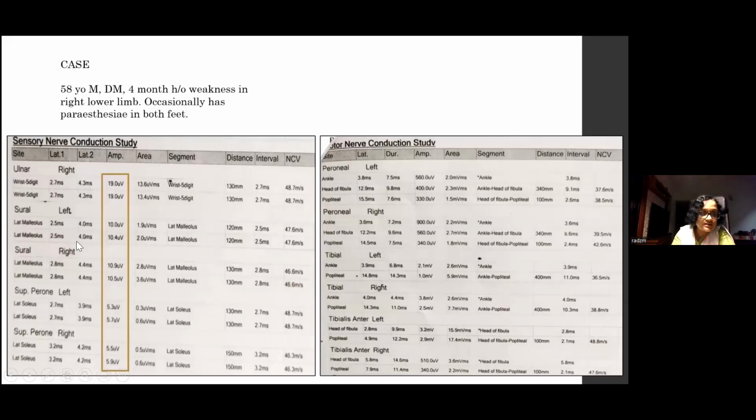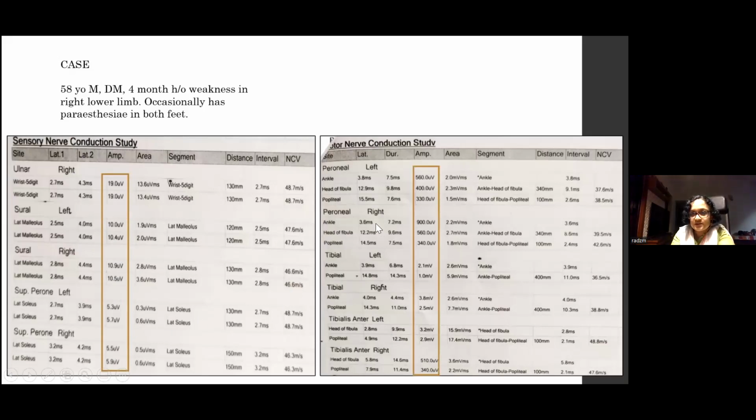And when you look at the sensory nerve conduction studies, which are usually normal in motor neuron disease, you can see there's a length-dependent neuropathy here. So the superficial peroneal and the sural responses are reduced for his age. And the ulnar, okay, probably reasonably all right, but there's definitely some level of length-dependent axonal sensory loss here.